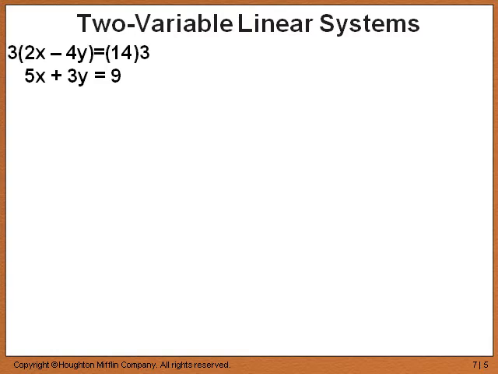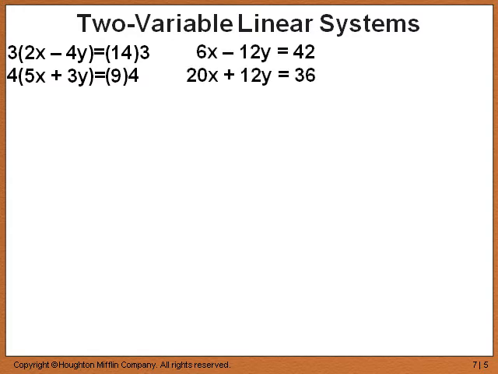So the first step you should have followed is multiply both sides of the first equation by 3. And multiply both sides of the second equation by 4. And you do that because you want one of the terms to be identical. And this will make our y terms identical, differing only in sign. So I end up with 6x minus 12y equals 42. 20x plus 12y equals 36.